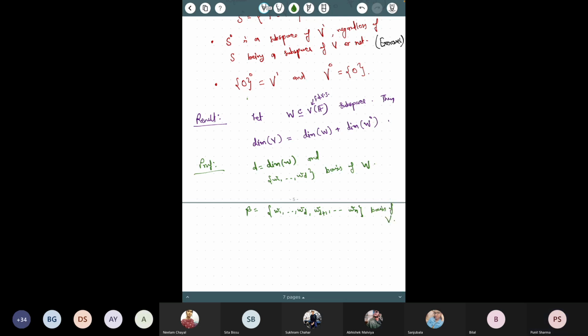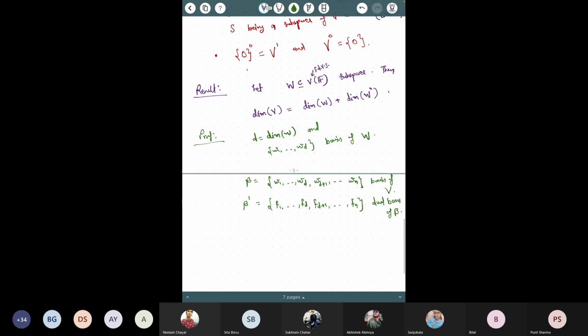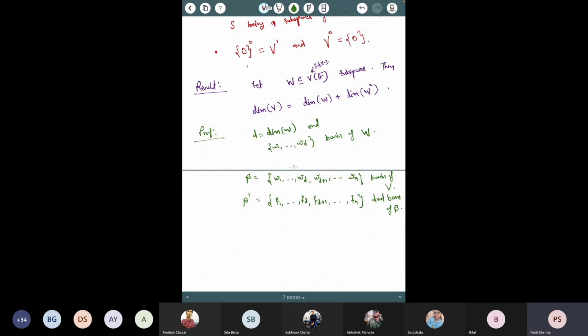Now what? Now let's take its dual basis, F1, F2, dot dot, Fn. So let's take F1 to FD, FD plus 1 to Fn. This is the dual basis of B. Then what? You have started in the right direction.